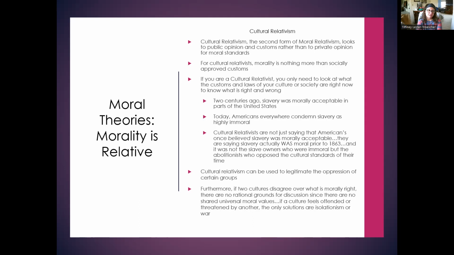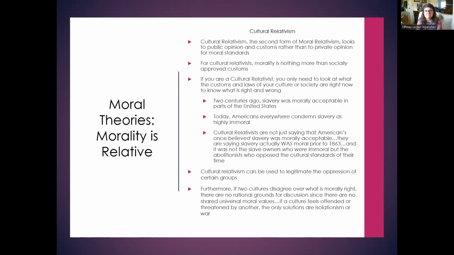There are cultures where it is morally acceptable to stone your wife or a wife who has committed adultery. And that wouldn't fly here in the United States. But a cultural relativist is saying it doesn't matter how we feel in the United States. That's not our culture. It's not our cultural custom. It's their cultural custom. Therefore, it is morally acceptable for them to participate in it.